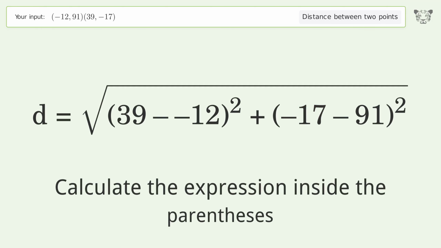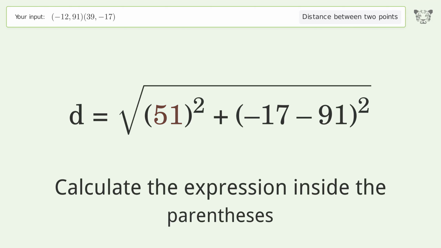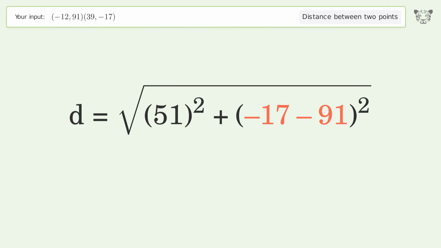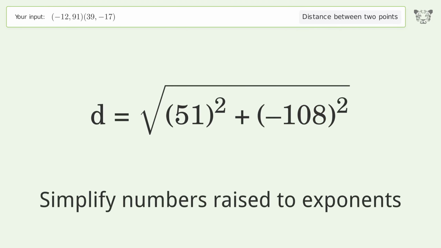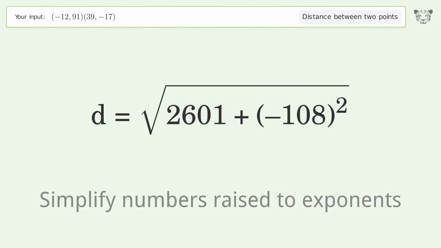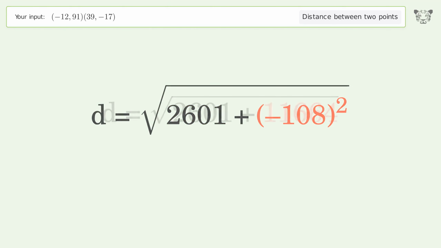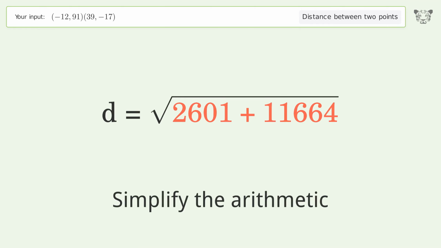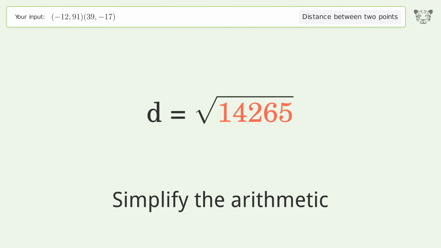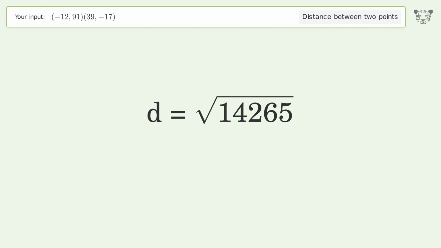Calculate the expression inside the parentheses. Simplify numbers raised to exponents. Simplify the arithmetic. And so the distance between the 2 points is the square root of 14,265 or 119.436.